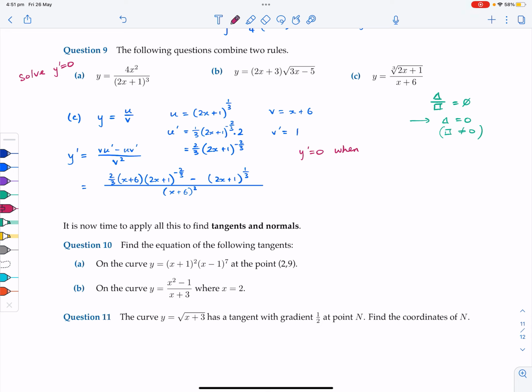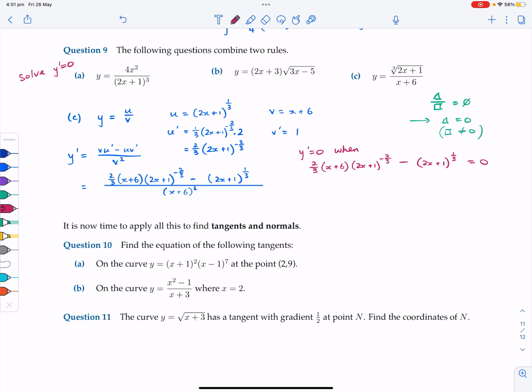So y dash is 0 when 2/3 x plus 6 times 2x plus 1 to the power of negative 2/3, minus 2x plus 1 to the power of 1/3, equals 0. Right, now that looks awful. We're going to factorise it. What common factor is there? Well, not much really, but that and that have something in common that's not an obvious thing to factorise.